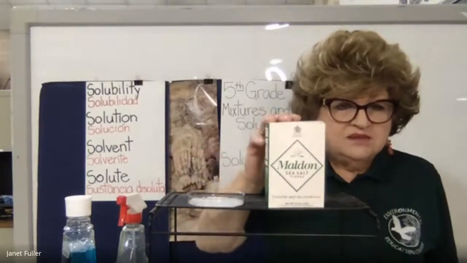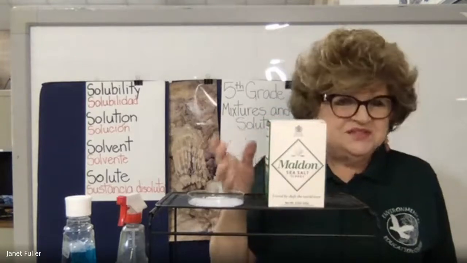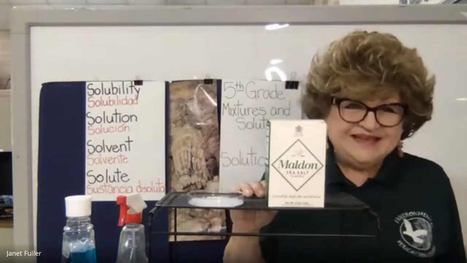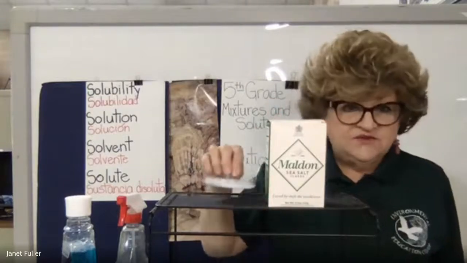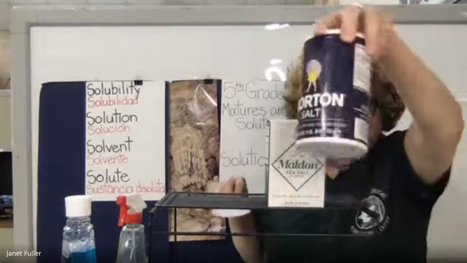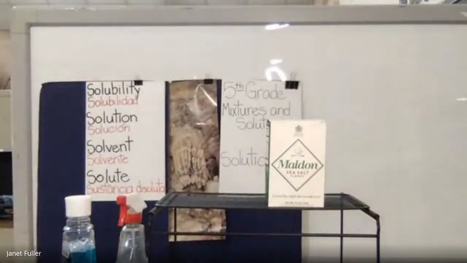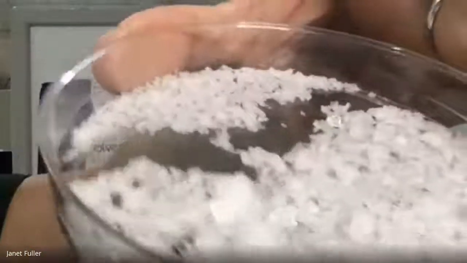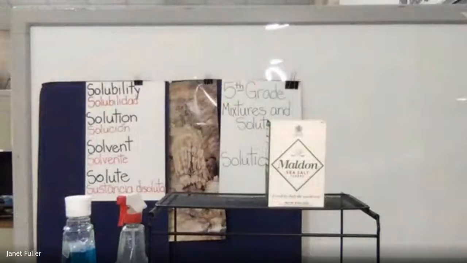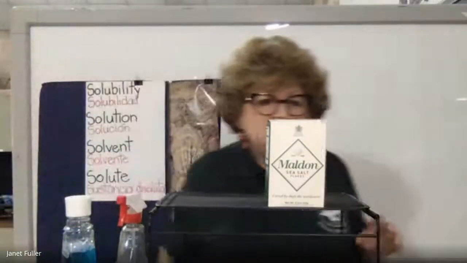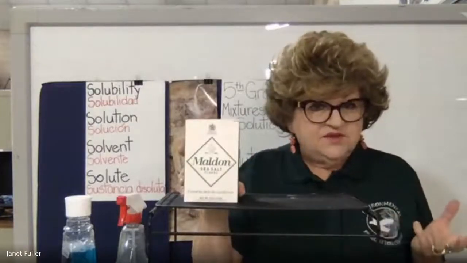It was in Maldon, and guess what? They're still doing it, not the Romans, the English. But Maldon salt is very interesting. It's different from the little cubes that you would see in the Morton salt. This salt is flaky. I'm going to bring it over here so you can see it. It's a real flaky kind of salt. And the little salt crystals are in the shape of pyramids instead of cubes.